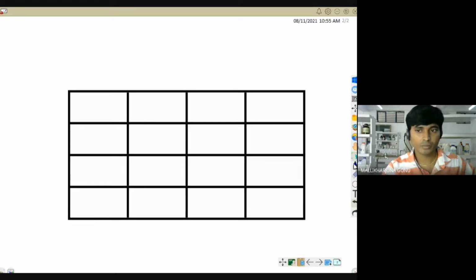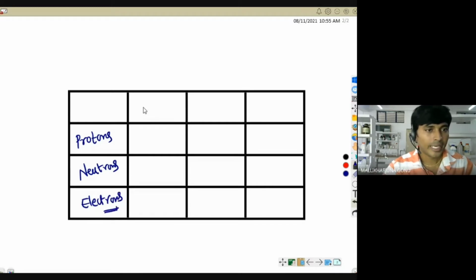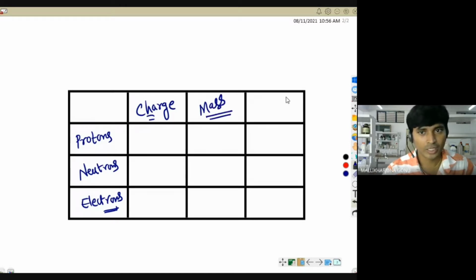This is the first most thing which you have to remember. So what I am writing here: protons, neutrons and electrons. Here charge: what charge the respective one has, and what we require here, mass. Whether it has mass or not, these two we will discuss. You don't need to draw this, but you should have these two pieces of information.